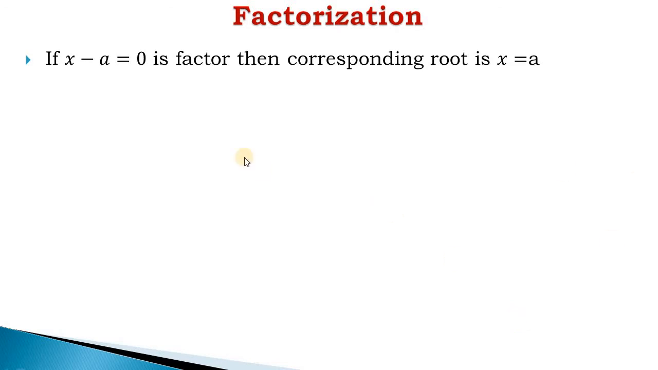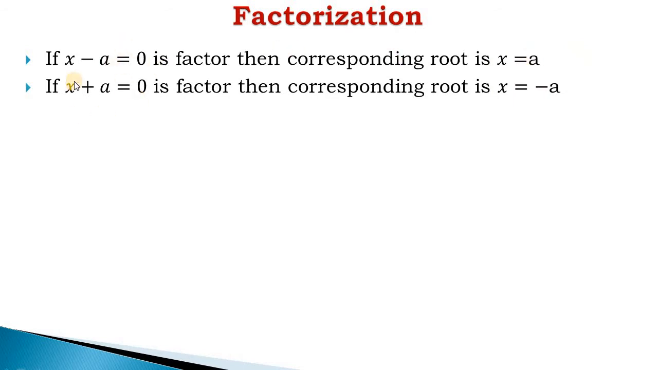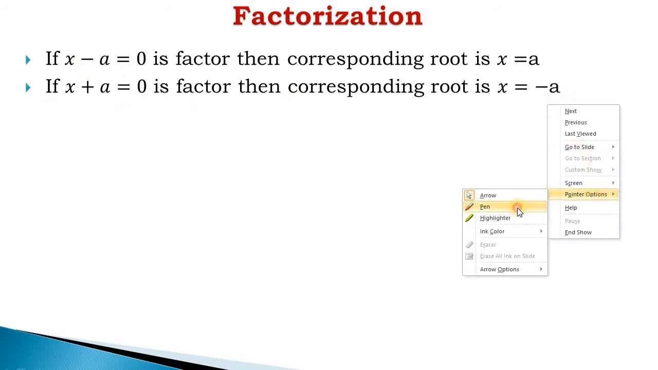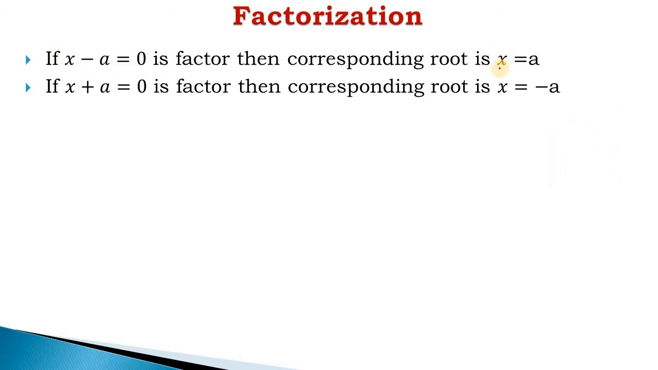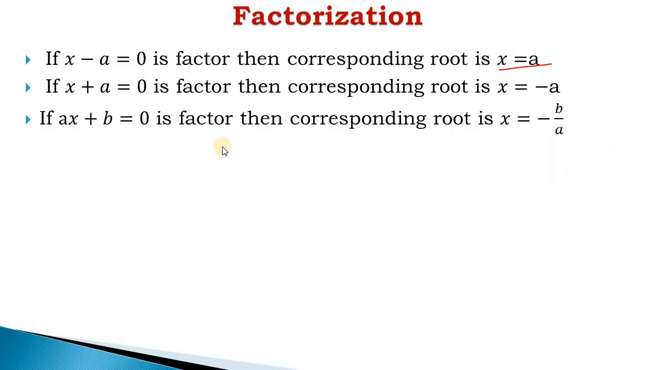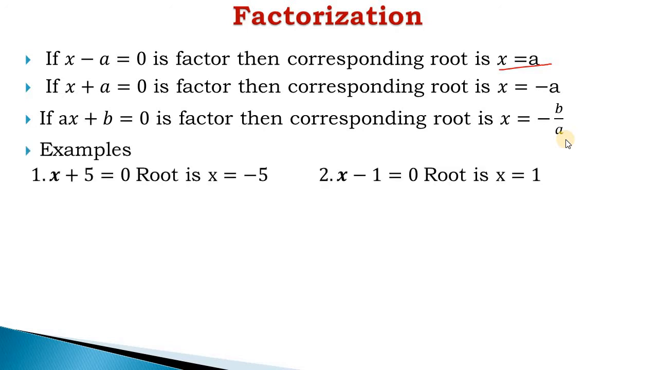We know that if x minus a is a factor, then the corresponding root is x equal to a. Similarly, if x plus a is equal to 0, I take a to the RHS, and x becomes minus a. So the root corresponding to the factor x plus a is x equal to minus a, and the root corresponding to the factor x minus a is x equal to a. Then ax plus b is 0. So I shift b to the RHS, it becomes minus b. Then ax is minus b, divided by a, so x becomes minus b by a.